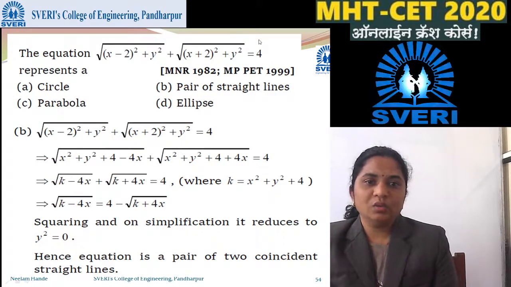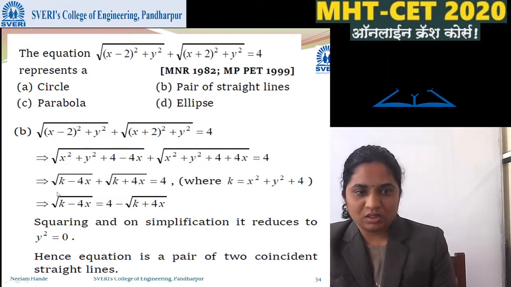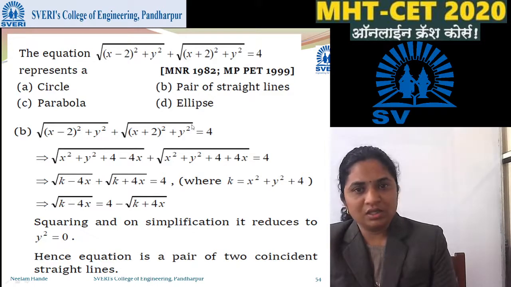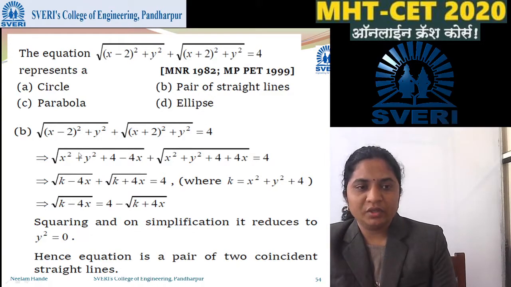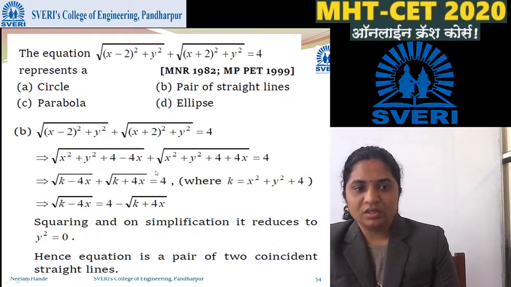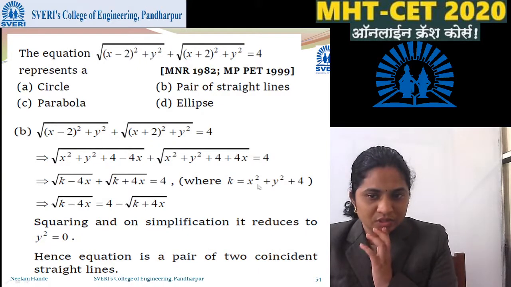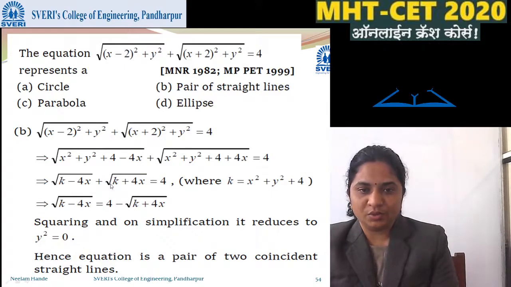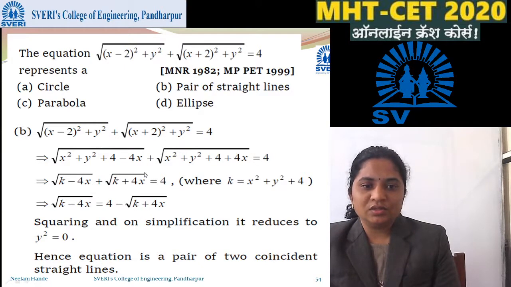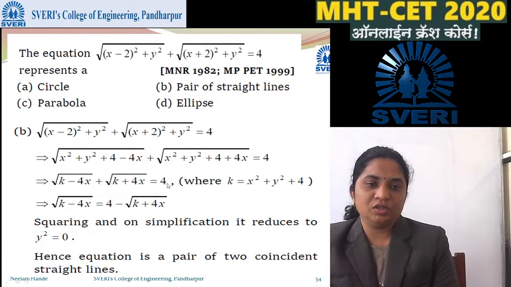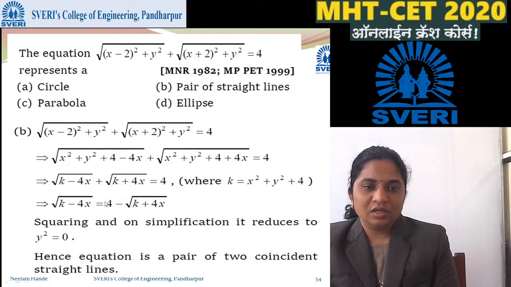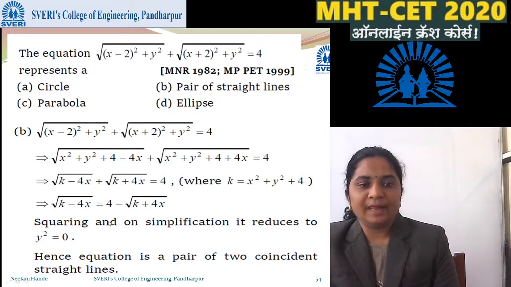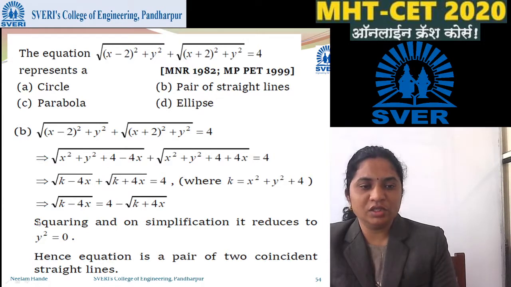Now next, what does the equation represent? So we have to solve this equation. For that we'll open it and square it first. Then x square plus y square plus 4, I am calling it k for some time. That is, under root k minus 4x plus under root k plus 4x is 4. Shifting one term to the right hand side, and squaring and simplification, it reduces to 2.